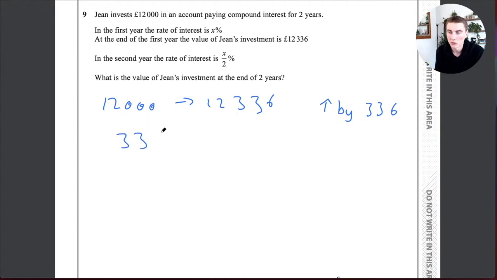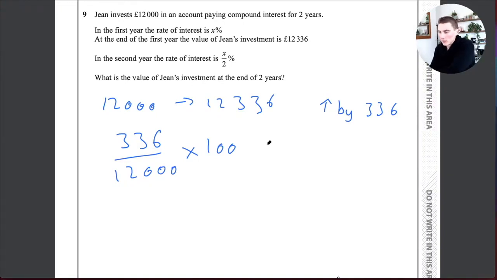So to find the percentage of a number, you just do the change. The number change is 336 divided by the original times 100. This bit here would give it to you as a decimal, but if you want it as a percentage, we times it by 100. So let me just do that on a calculator. So that gives us 2.8%. So, well, we should have said X equals, yeah? X is 2.8%, or X is 2.8.